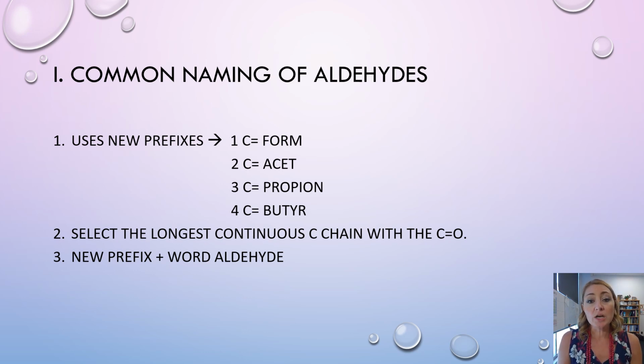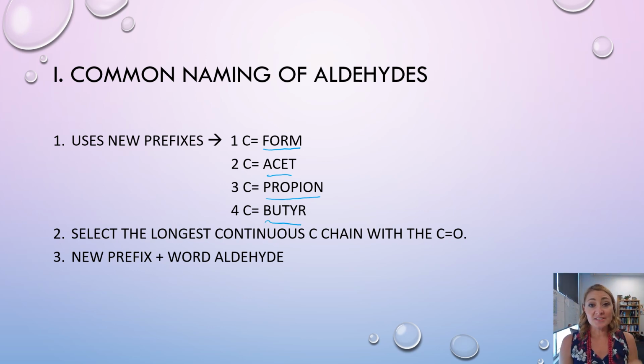So if you have a 1-carbon aldehyde and you want to use the common name, you're going to use the prefix form. 2 carbons has the prefix acete, 3 is propion, and my personal favorite is 4, which is butyr.